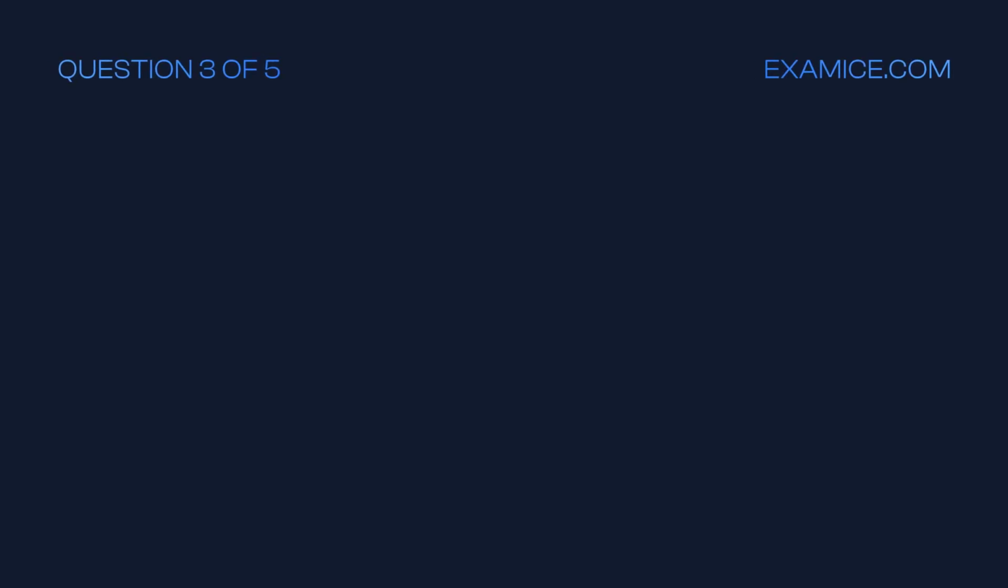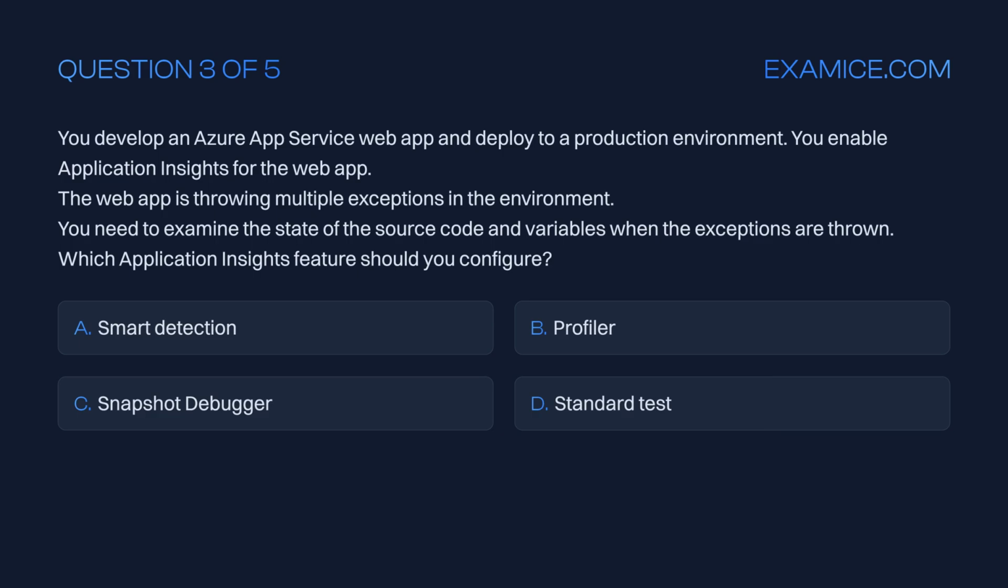Question 3. You develop an Azure App Service web app and deploy to a production environment. You enable Application Insights for the web app. The web app is throwing multiple exceptions in the environment. You need to examine the state of the source code and variables when the exceptions are thrown. Which Application Insights feature should you configure?